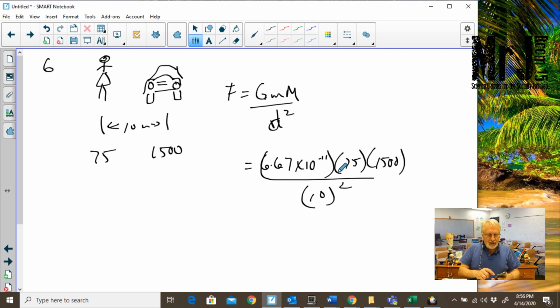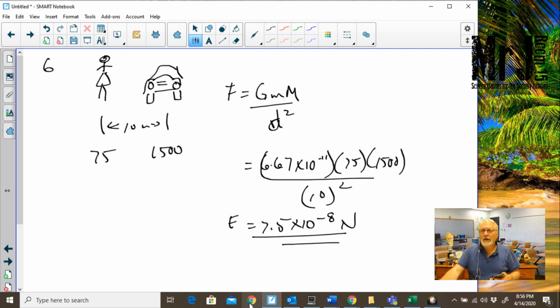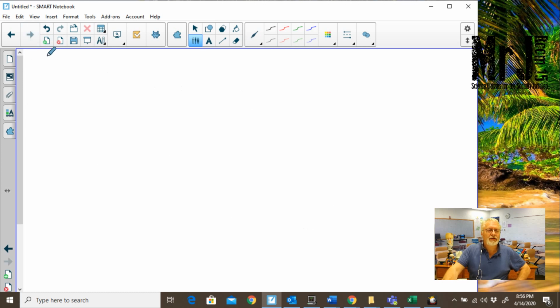6.67 times 10 to the negative 11 times 75 times 1,500 divided by 10 squared, which is 100, equals, and we get 7.5 times 10 to the negative 8 newtons. Diddly squat. Answers A and B were the best bets for that. D is sort of out there. So let's go on to question number 7.